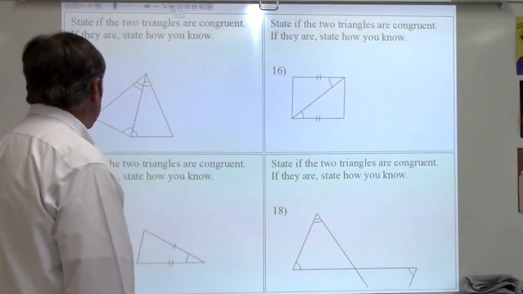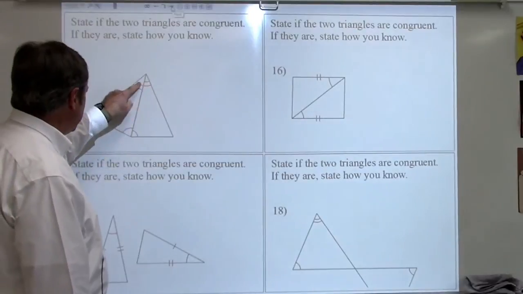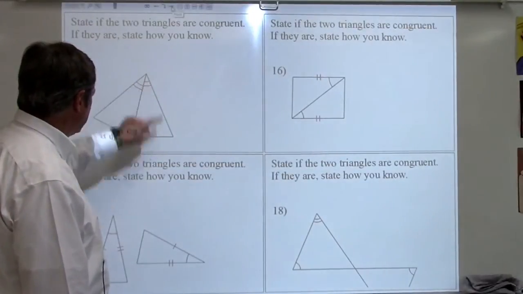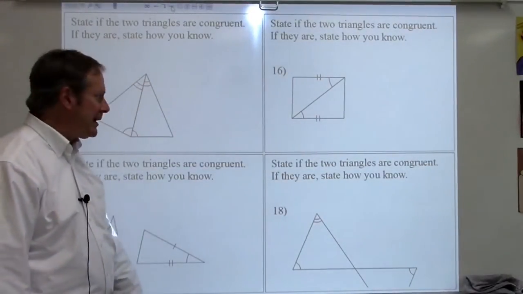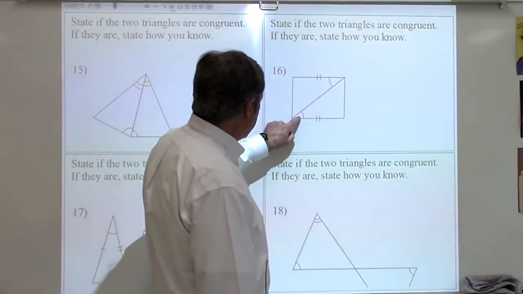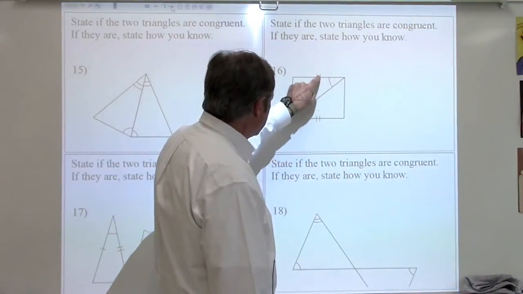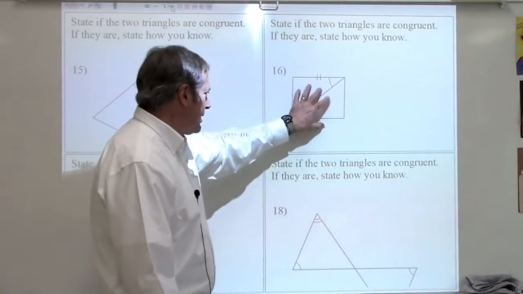All right, let's see what we got in 15. We have an angle, a side, and an angle. Angle, side, angle. Okay, those are congruent by angle, side, angle. Let's see what we've got here. We've got an angle, a side, and a side. Okay, there's no ASS, so those are not congruent.